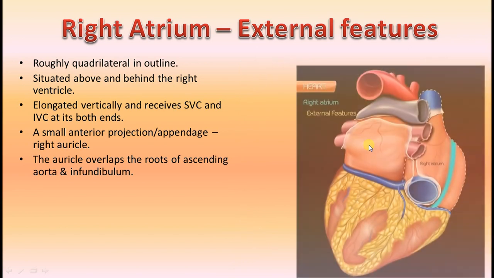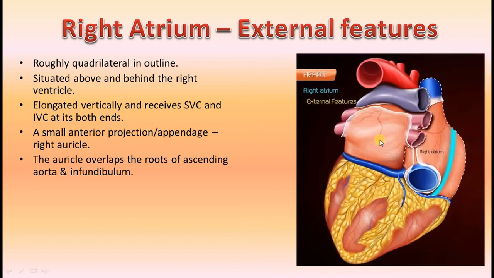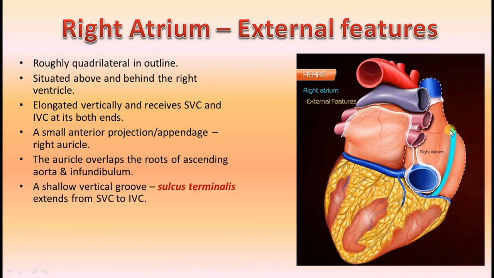Then one more thing you are able to see here is, in the right atrium, corresponding with the right border of the heart, a groove which is called the sulcus terminalis. This sulcus terminalis corresponds with the right border of the heart, extending from the superior vena cava to the inferior vena cava.